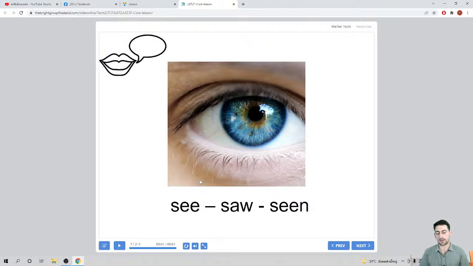All right, let's repeat them. See, saw, seen. See, saw, seen. One more time. See, saw, and seen.